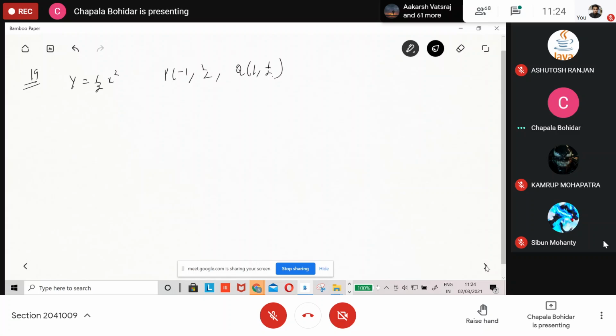All of you are writing? Do it yourself. Find the arc length. L is equal to, I am writing the formula, integral from A to B, where A is less than or equal to x is less than or equal to B. From here you find the value of A to B. That is root over of 1 plus (dy by dx) square. Here dy by dx is x, so it is root over of 1 plus x square dx.